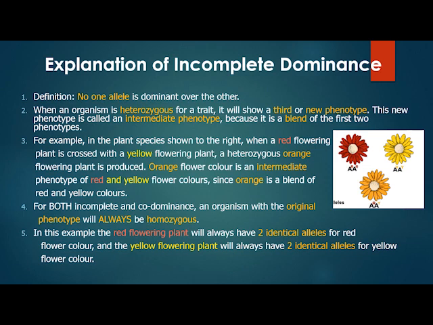Orange flower color is an intermediate phenotype of red and yellow flower colors, since orange is a blend of red and yellow colors. For both incomplete and codominance, an organism with the original phenotype will always be homozygous. In this example, the red flowering plant will always have two identical alleles for red flower color, and the yellow flowering plant will always have two identical alleles for yellow flower color.